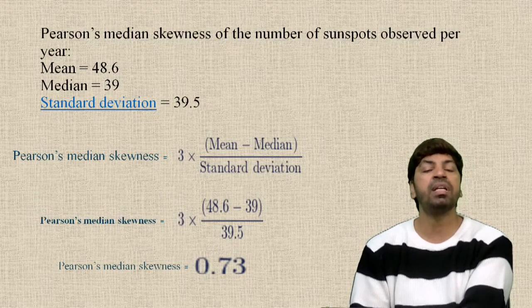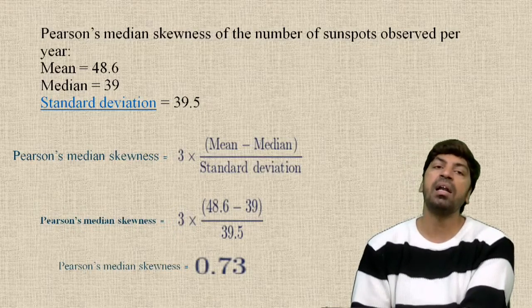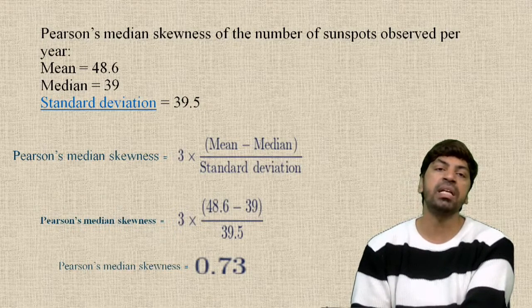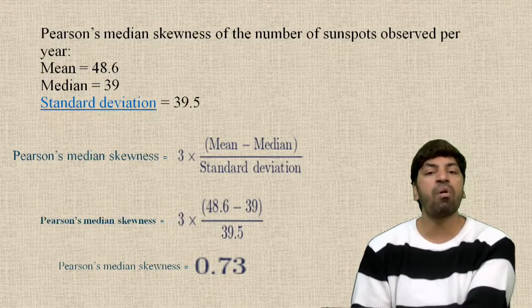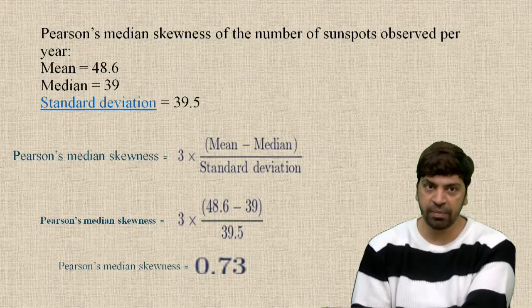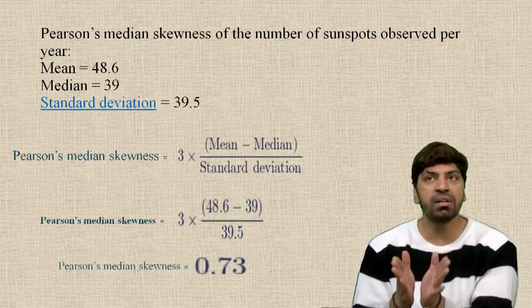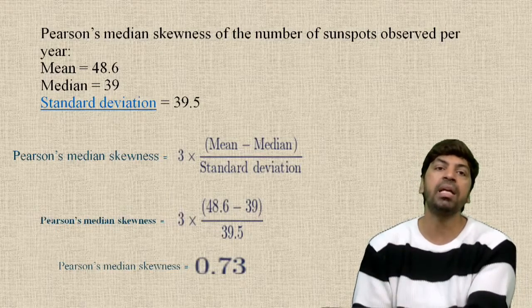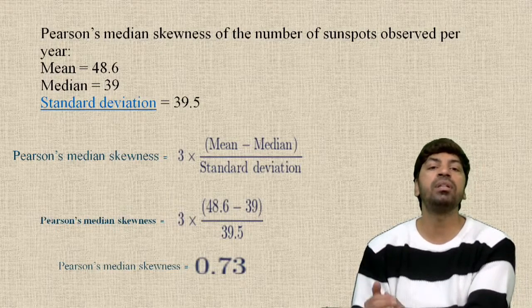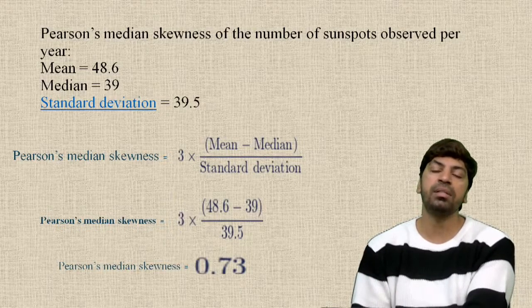39.5, and we can easily calculate the Karl Pearson measure value in case of median, that is 0.73. So this is how we use the formula to calculate the value of Karl Pearson median.